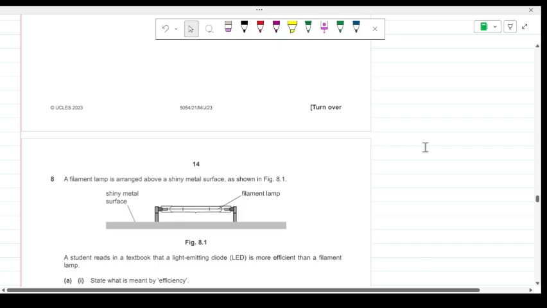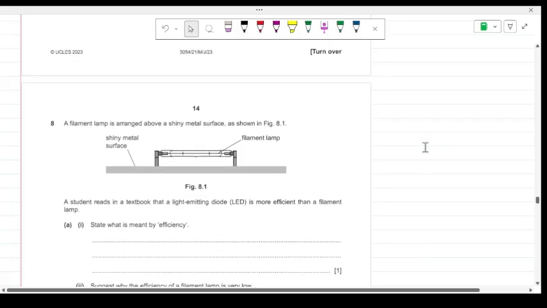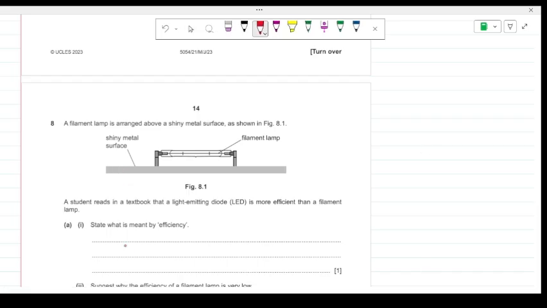Question number 8 says a filament lamp is arranged above a shiny metal surface. A student read in a textbook that the light emitting diode is more efficient than the filament bulb. What is meant by efficiency? We can define efficiency as output energy divided by input energy multiplied by 100.